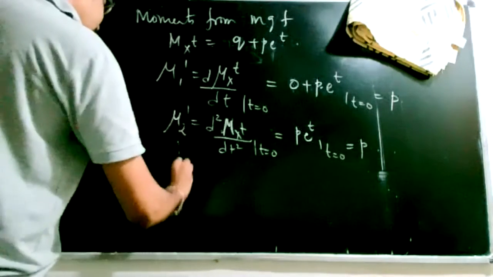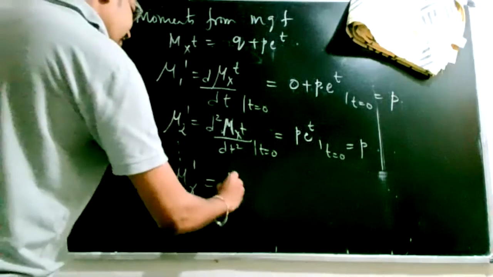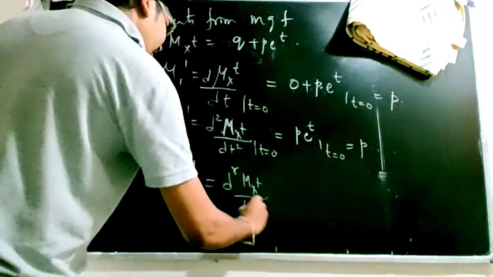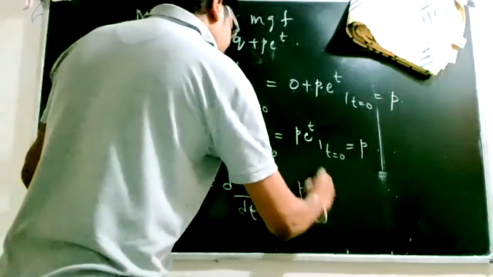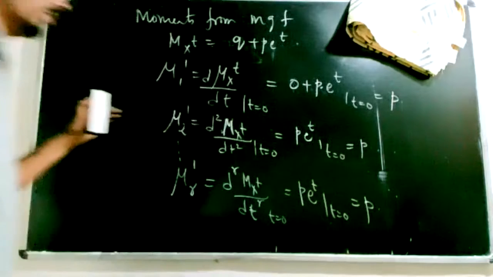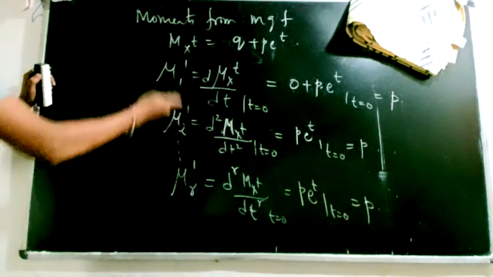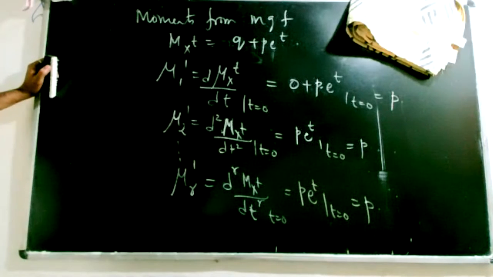I could say in general, any mu r dash, which is the rth derivative of the MGF at t equal to 0, is also p e power t at t equals 0. So the rth moment about origin is also equal to p. Now after observing mu1 dash, mu2 dash, mu3 dash, mu4 dash, you can compute mu1, mu2, mu3, mu4 as well as beta 1, beta 2.